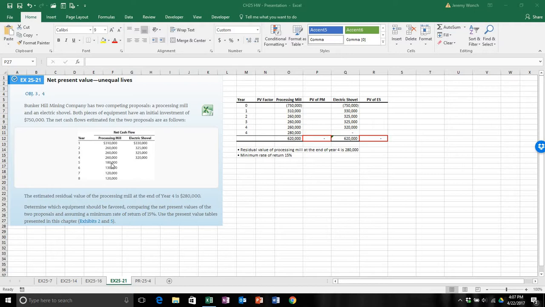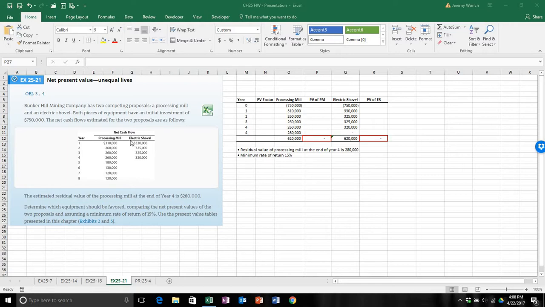And so whenever you're comparing investments with unequal lives, what we want to do is make them equal. That way we're comparing apples to apples. The reason we don't want to compare them with unequal lives is that if we come up with a value for the processing mill, because it goes out further, chances are it's going to have more cash flows, or the present value of the cash flows will be greater.